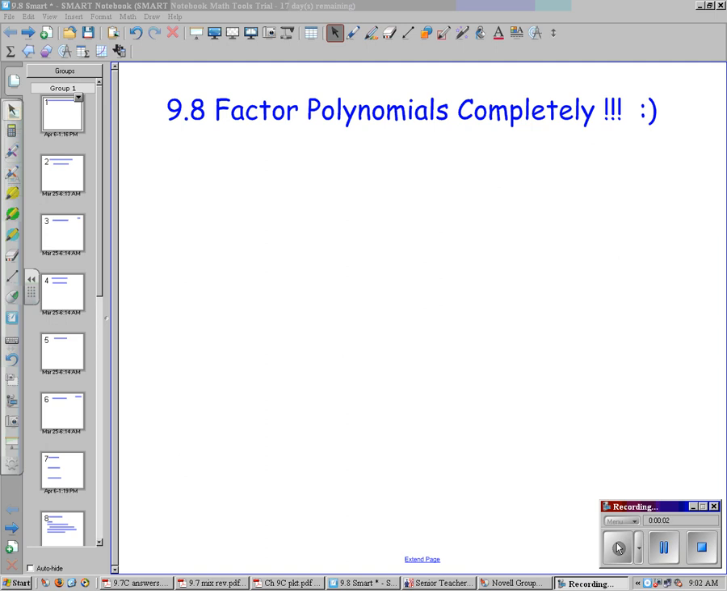We're doing section 9.8, which is factoring polynomials completely. As if you haven't been doing that already. So what we've been doing. There's going to be one little new thing today, but most of it you should see as, oh, we're already doing that. Ooh, I get to practice it today? All right.